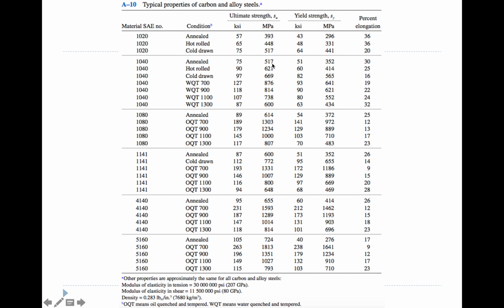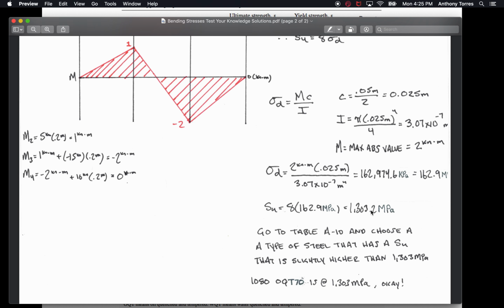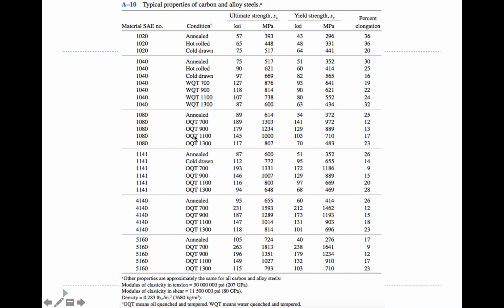So we're looking for something slightly bigger than 1303. These are all smaller than that. This one's exactly at 1303, and technically it shouldn't work because our answer is 1303.2, and 1303 isn't bigger than that. But it's only 2/10, and it's probably going to be okay. This might be a discussion with the owner or someone else to see if it would be okay. We're designing for 8 times that, so it'd probably be okay, but if you're not comfortable with that, then choose something slightly bigger.